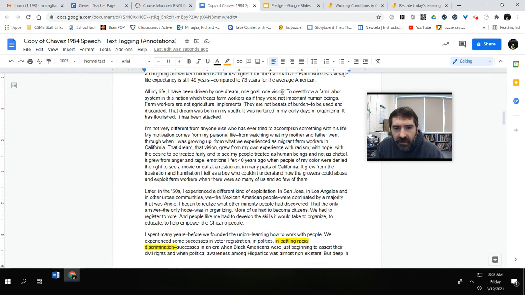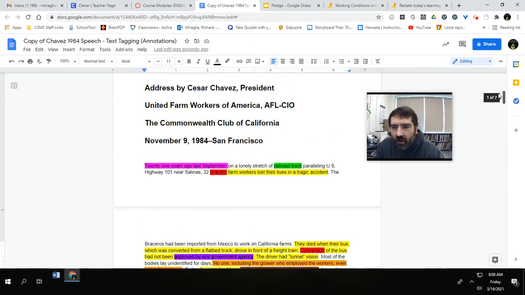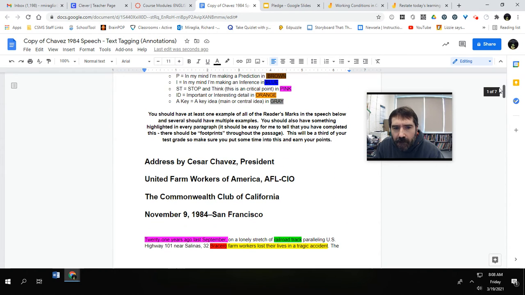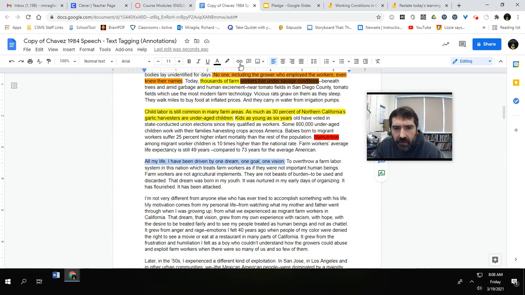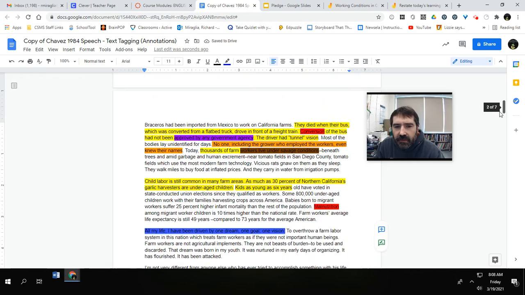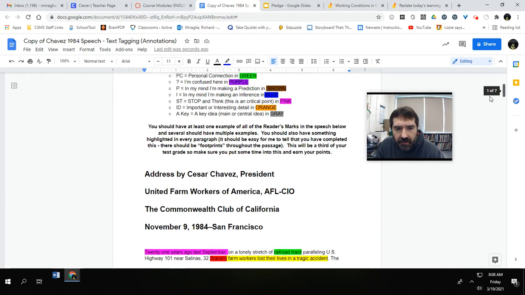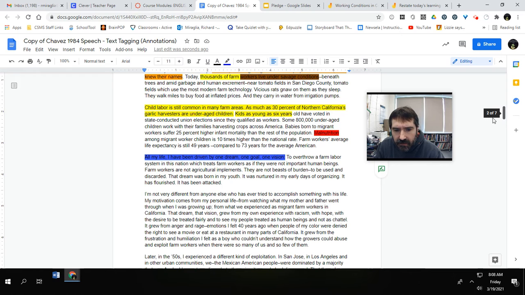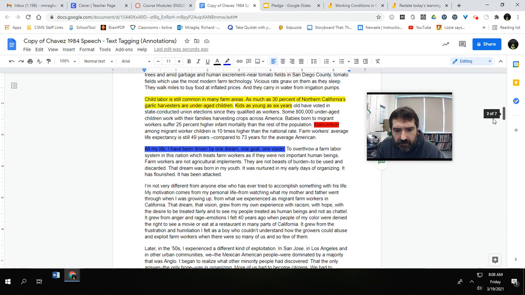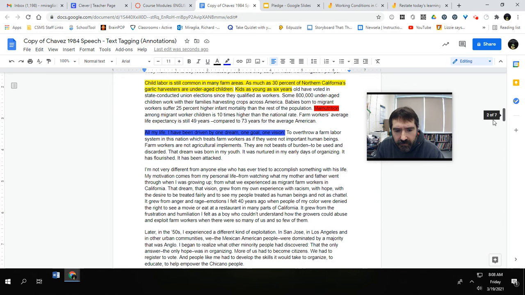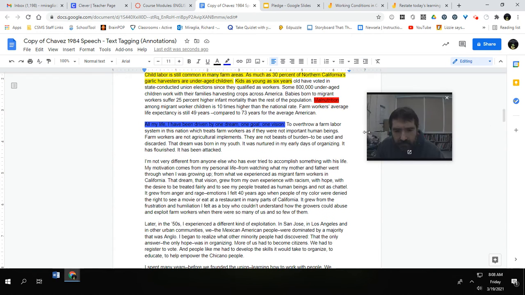All my life I've been doing, this could be where I make my inference. I put together that this is about, I know Cesar Chavez spent his life about working conditions, so I'm making an inference that this is what this is going to be about. And key idea, main idea. This could be a key idea.